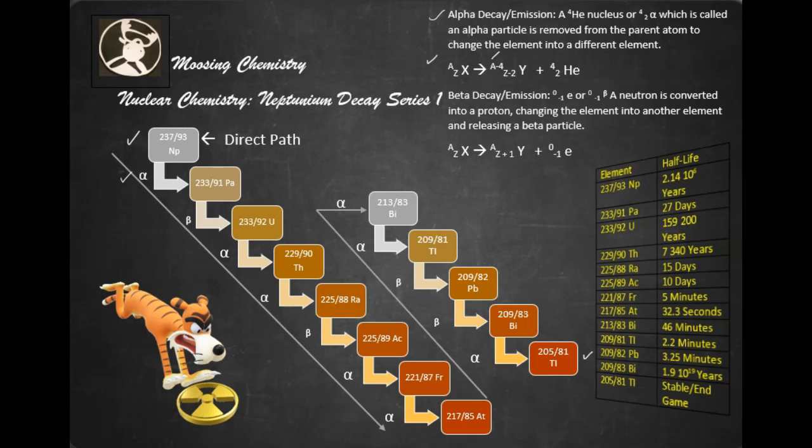A right here represents the atomic mass unit, or the AMU, which is the number of protons and neutrons in the nucleus of an atom. Z represents the atomic number, which is the number of protons. Y represents the element it's being changed into, and of course this is your alpha particle.